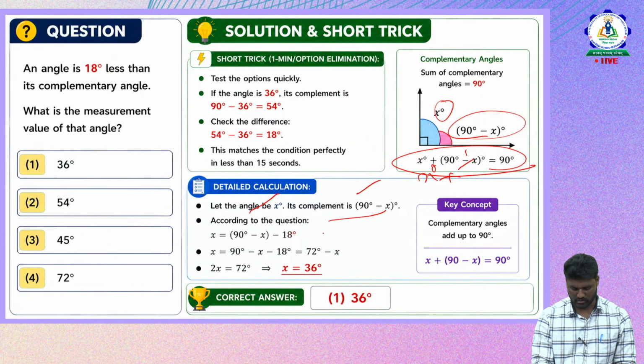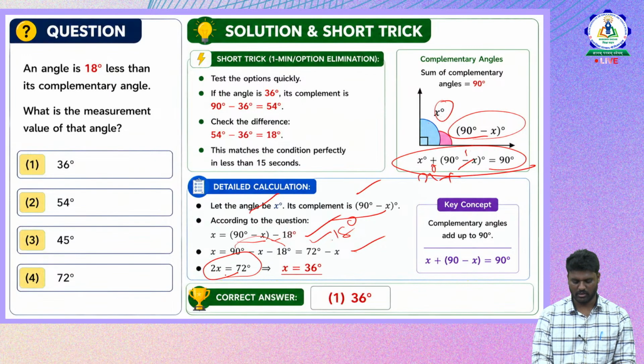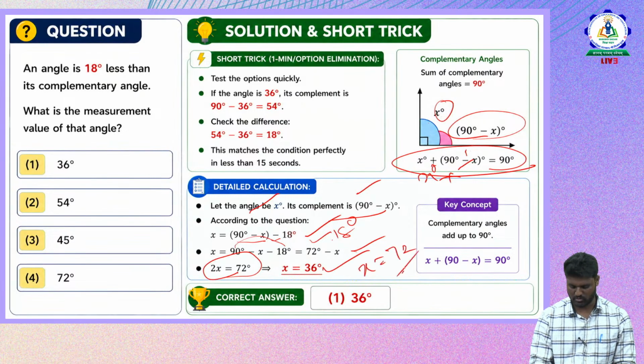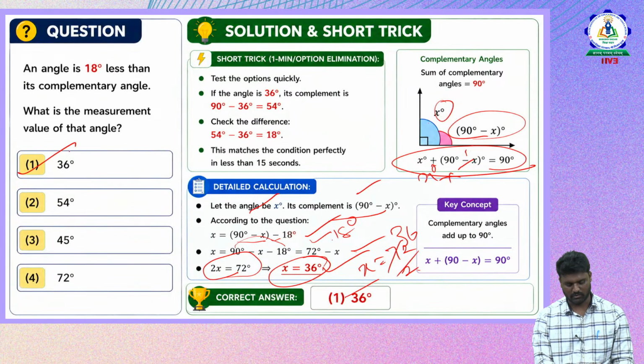Now the complementary angle is 90 minus x, and less than means minus 18 degrees. If you simplify this, 90 minus x minus 18, 90 minus 18 will become 72 minus x. Now we need to identify the x value. So 2x equals 72 degrees, then x will become 36 degrees, because 72 by 2 is 36. So the x value is 36. Which option is correct? The first option is correct, 36 degrees.